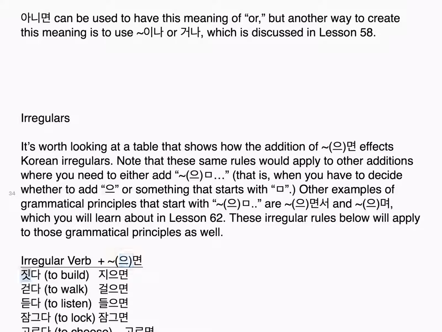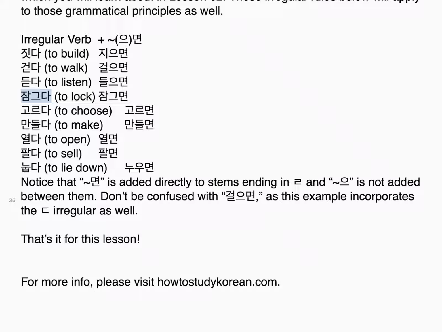Irregular verb plus 으면: 짓다, to build, 지으면. 걷다, to walk, 걸으면. 듣다, to listen, 들으면. 잠그다, to lock, 잠그면. 고르다, to choose, 고르면. 만들다, to make, 만들면. 열다, to open, 열면. 팔다, to sell, 팔면. 눕다, to lie down, 누우면. Notice that 면 is added directly to stems ending in ㄹ, and 으 is not added between them. Don't be confused with 걸으면, as this example incorporates the ㄷ irregular as well.